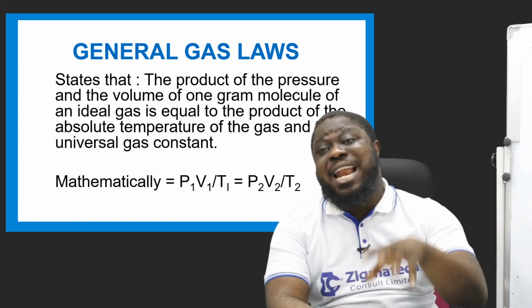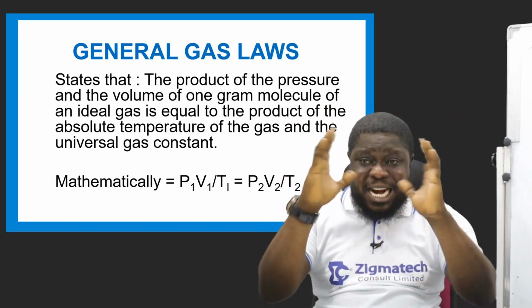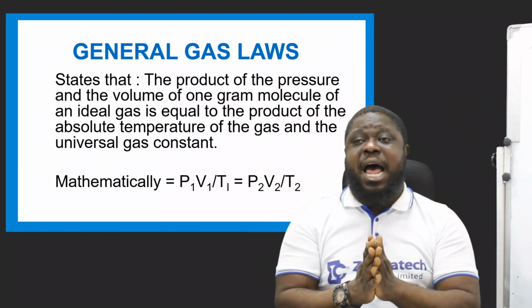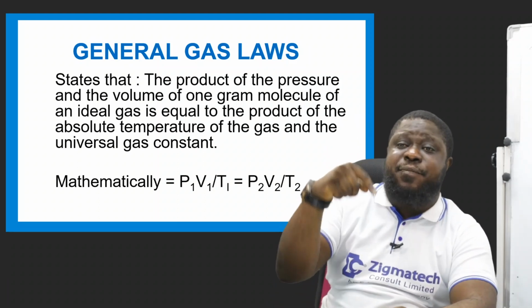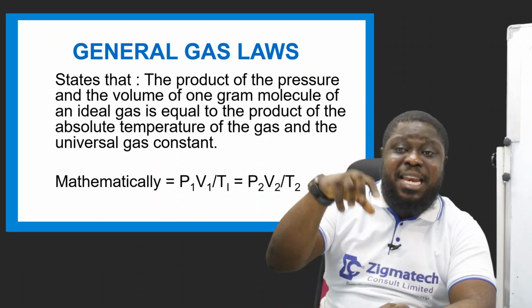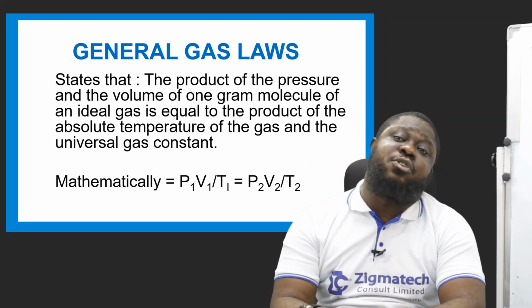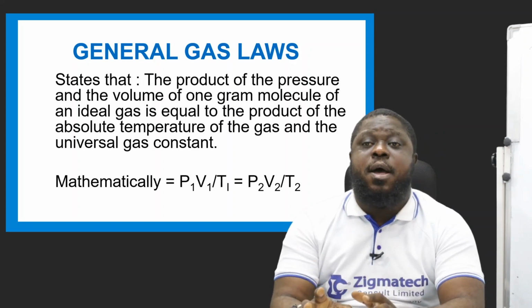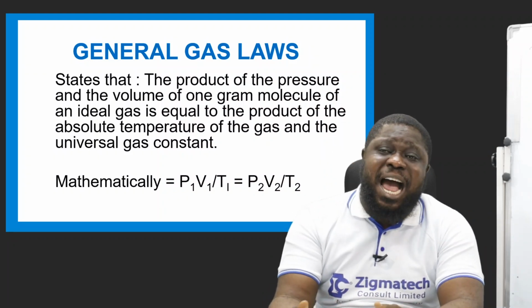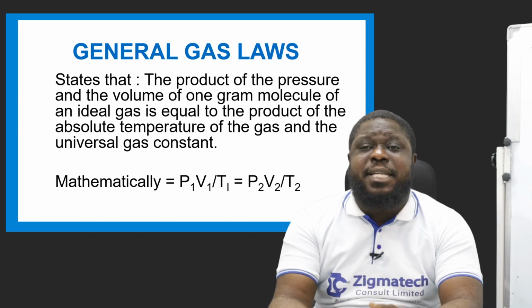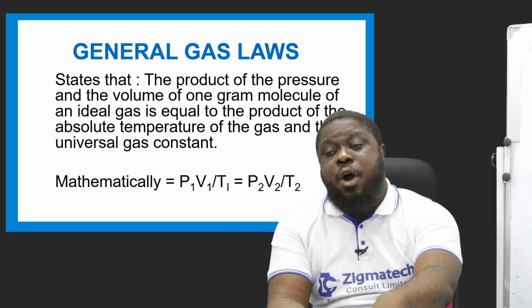And Avogadro's law and Gay-Lussac's law of combining volume. The whole laws came together. The general gas laws, all the laws came together to give us the general gas laws. That's why they say the product of the pressure and the volume of 1 gram molecule of an ideal gas is equal to the product of the absolute temperature of the gas and the universal gas constant. Every single gas law falls under the general gas laws. If you check the definitions like I placed them for you, you will know that every single gas law falls under it. Now, the mathematical explanation is still the same as the combined gas laws.